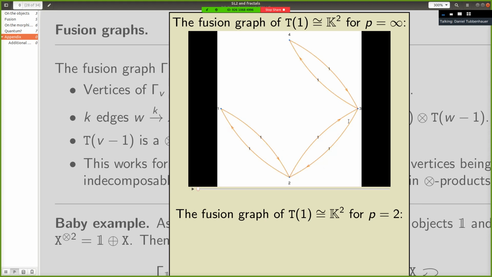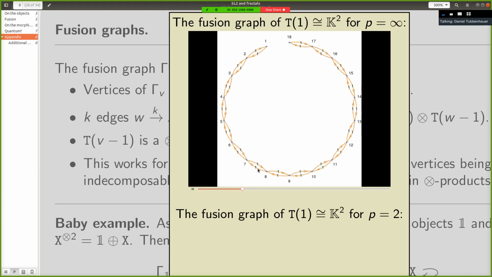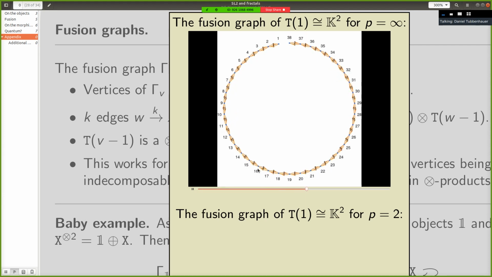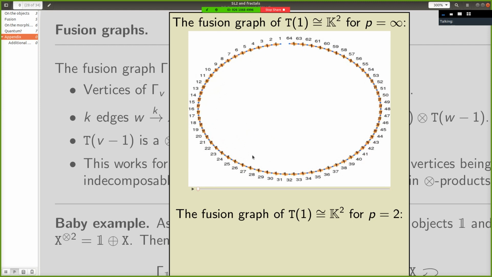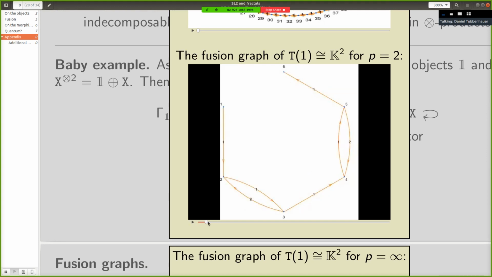Well, it will be a circle in a second. This graph where at each point you just have one edge to the left and one edge to the right. And this is how it looks like, right? It's not very exciting. It's not a fractal. It's p equals infinity, of course. You will see in a second why I like to illustrate it on a circle. But it's basically an infinite line, and it's not very exciting. Okay, good. That's it. So the fusion graph for tensoring with a vector representation is, let's say, a circle.